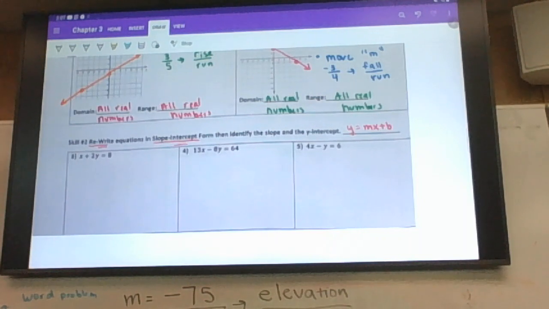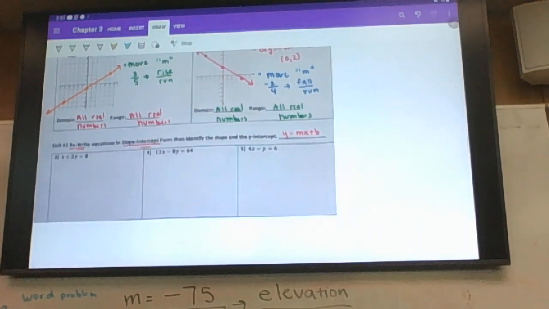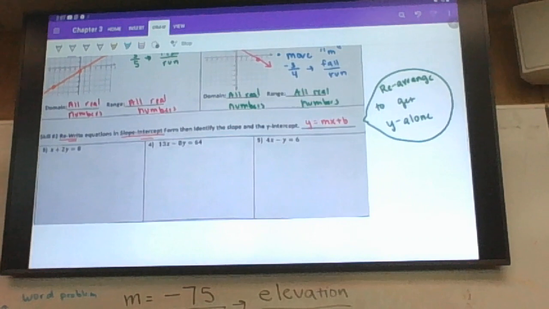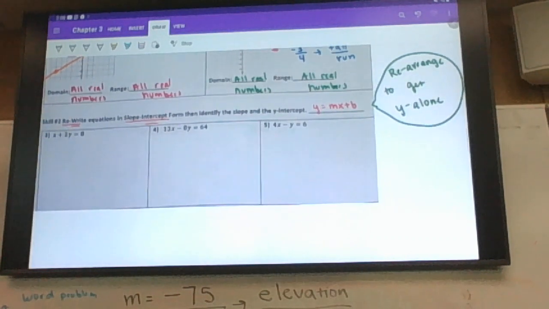Should have left some more space for you. So somewhere on here, you need to fill in this bubble. You want to rearrange to get y alone. We're rearranging the equations. So this is standard form, and you have to show that you can get y alone and put it in slope intercept form. So that's a lot of work to show.